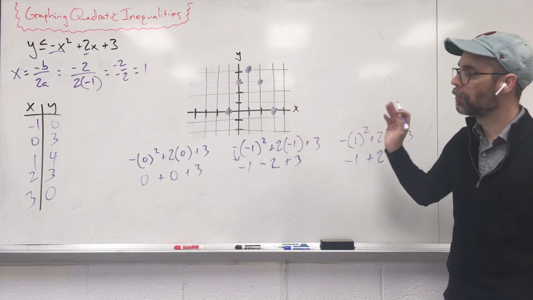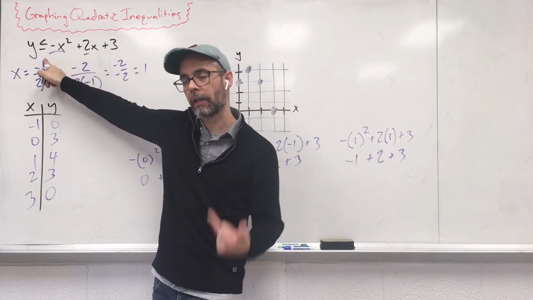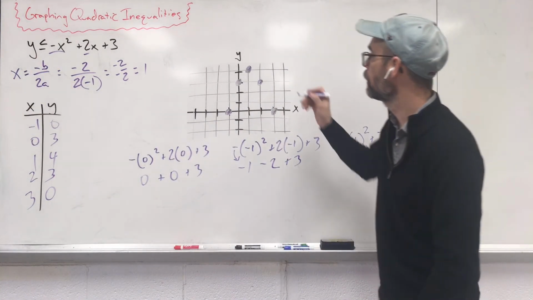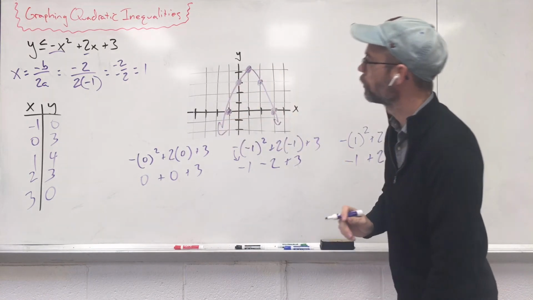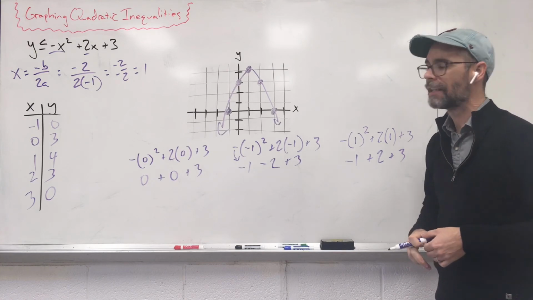Now we need to connect those points, but before we do that, we have to go back and ask ourselves, are we going to have a solid line or a dashed line? Because we have an equal sign, it's going to be a solid line. So we draw that, good. And along with inequalities, we need to shade.